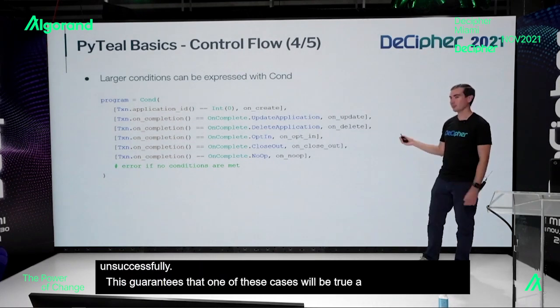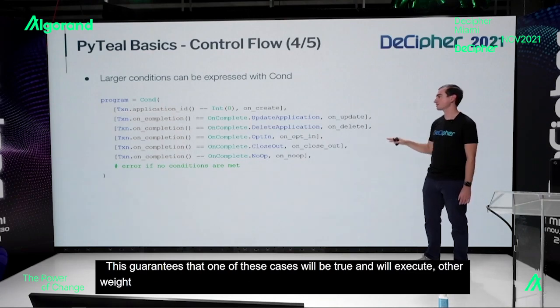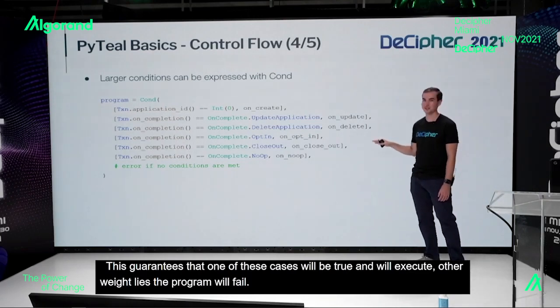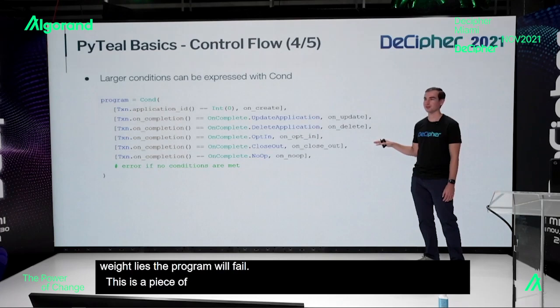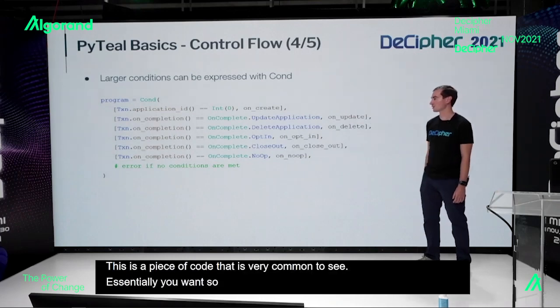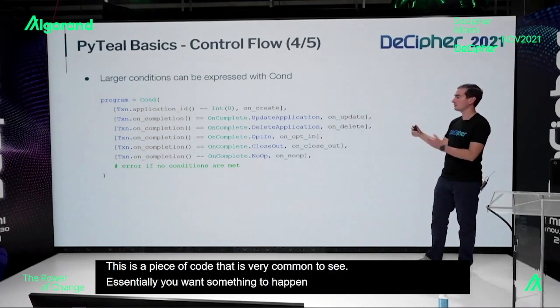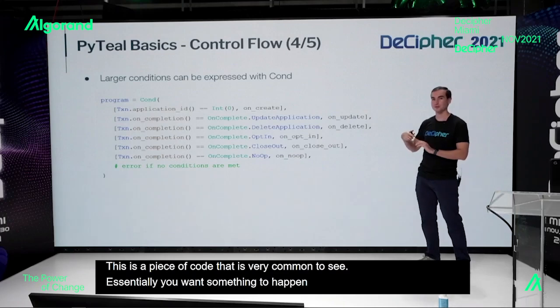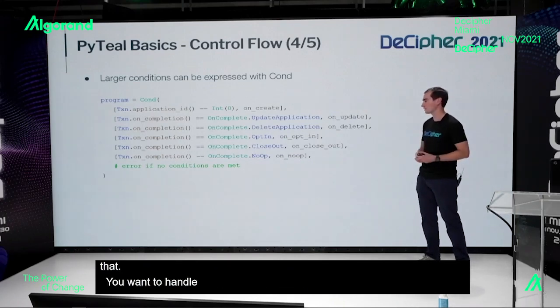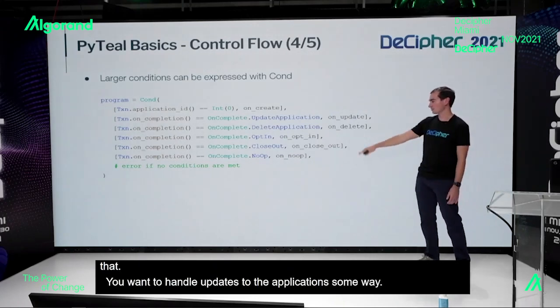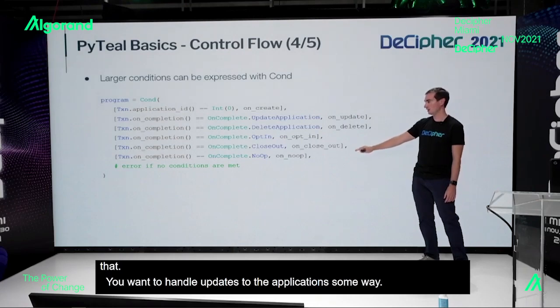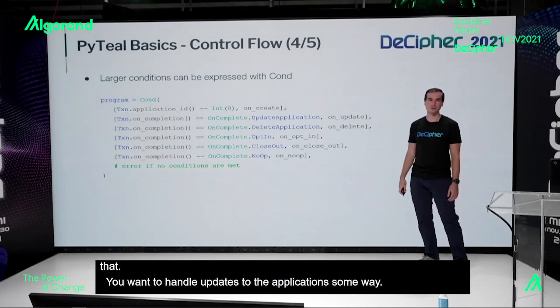All right. And I will add that this is a piece of code that's very common to see in PyTeal programs, because you essentially want something to happen on create, and that condition there is how you check that. You want to handle updates to your application in a certain way, deletion requests to your application in a certain way, and the same thing for these other ones. So this is a very common thing to do in PyTeal.